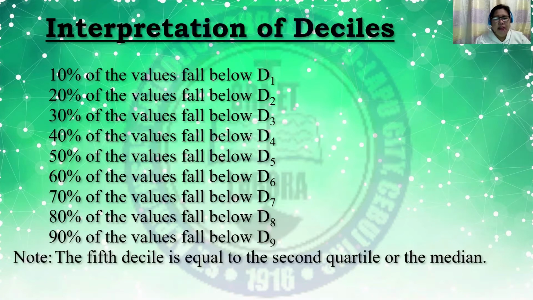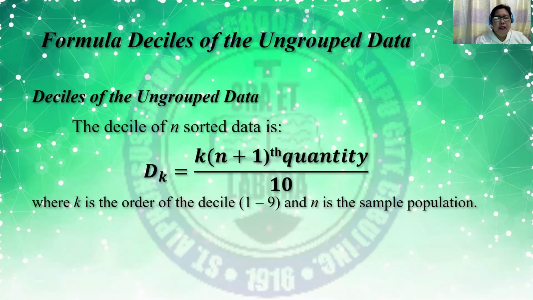Take note, the fifth decile is equal to the second quartile or the median. The formula for the deciles of the ungrouped data is D sub k equals k times the quantity n plus 1, all over 10, where k is the order of the decile from 1 to 9 and n is the sample population.